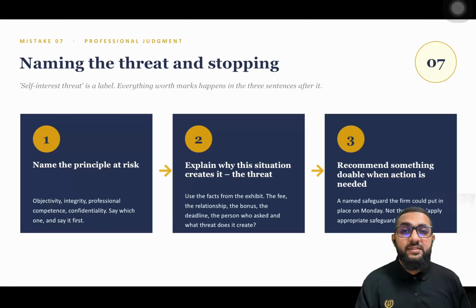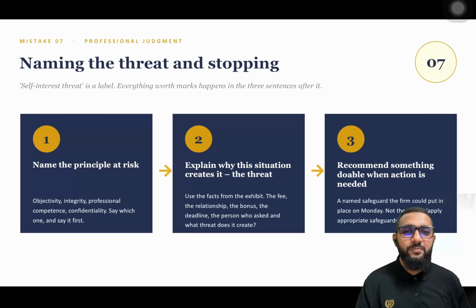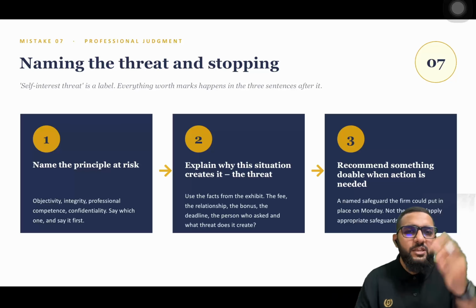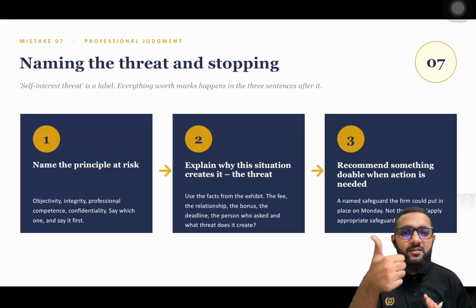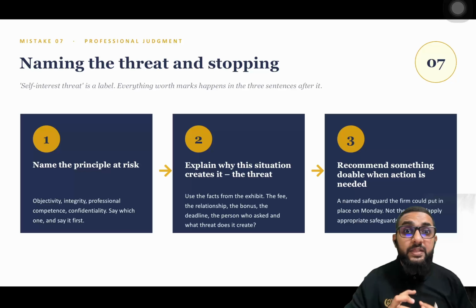Then comes mistake number 7, where you just name the threat and do not proceed any further. Yeah. Self-interest threat. You just mention the threat. Now you need to mention why that is a threat, right? So there are 3 ways in which you can avoid only naming the threat. Number 1, you need to talk about the principle that is at risk because of this threat. The principle that is threatened, right? So what threats do we have? We have self-interest, right? Self-review threat, familiarity, advocacy, intimidation threat.